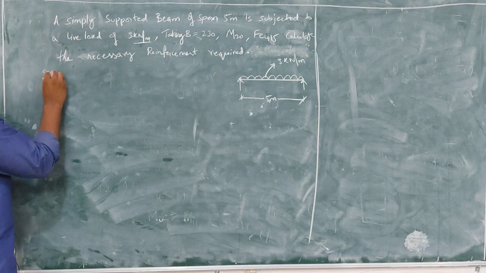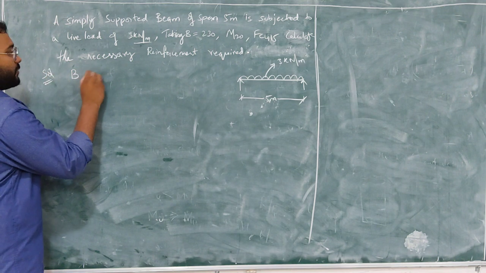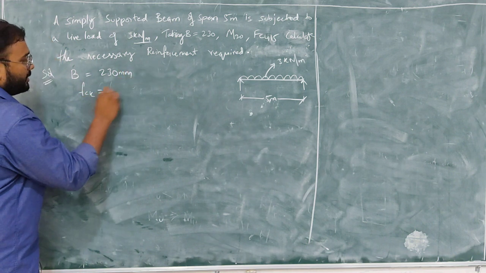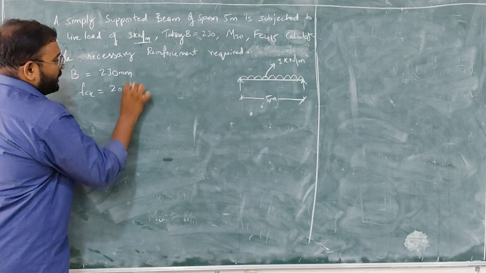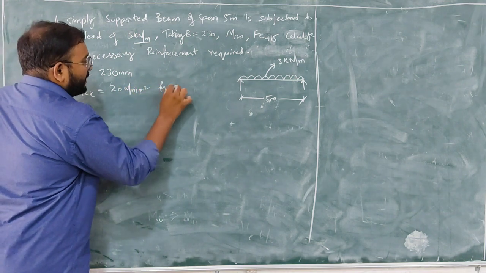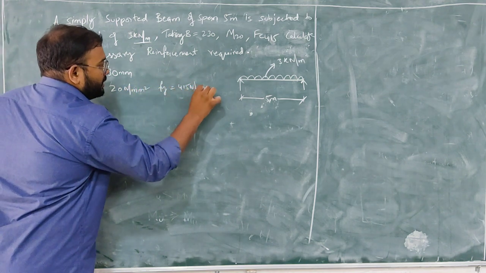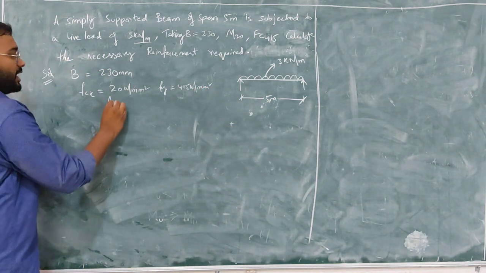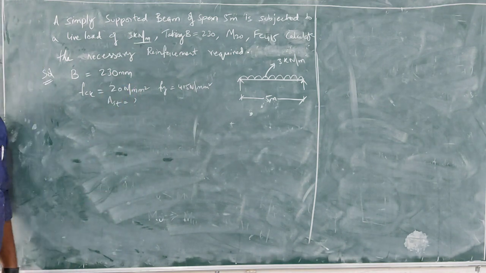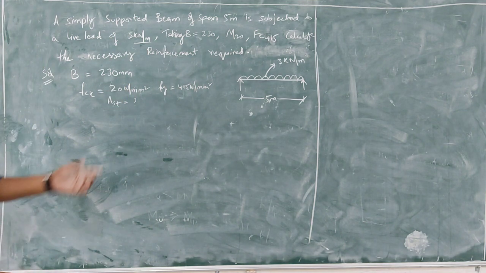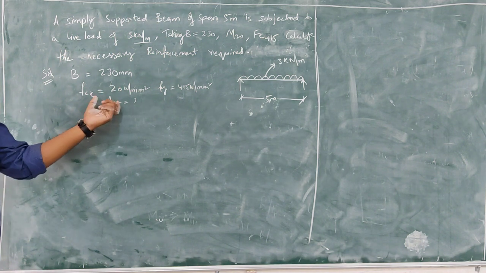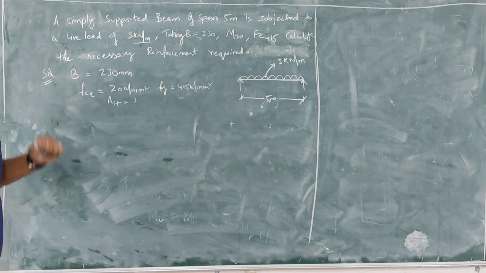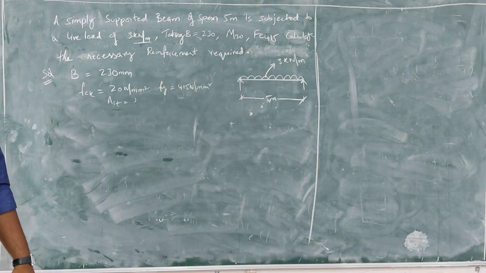Now what more is given to you? Breadth of the beam, which is given as 230 mm, and fck, it is 20 Newton per millimeter square, and fy is given as 415 Newton per millimeter square. What is asked in the problem? You need to calculate how much reinforcement is to be provided. Okay, see here, what is more unknown here? One more quantity, depth of beam is also required, which you need to calculate. You will calculate depth first, then you will calculate what area of reinforcement is required.